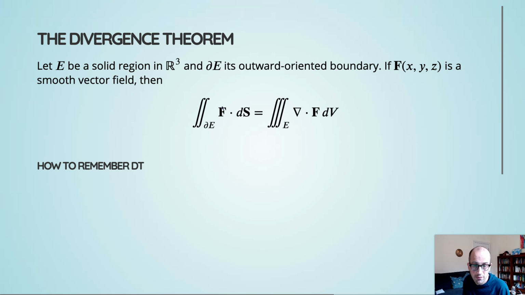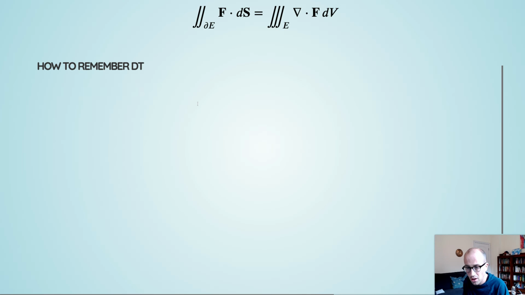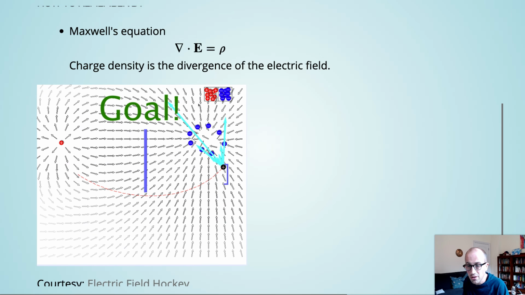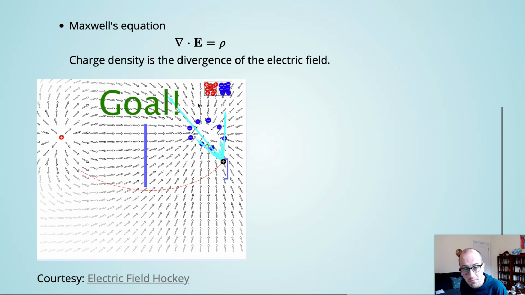How do you remember this theorem? This is where I said think of it as a conservation law. Well, one way, if you're a master of electricity and magnetism, you may already be familiar with this idea. They've got Maxwell's equations. We saw this on an example where the divergence is the charge density.